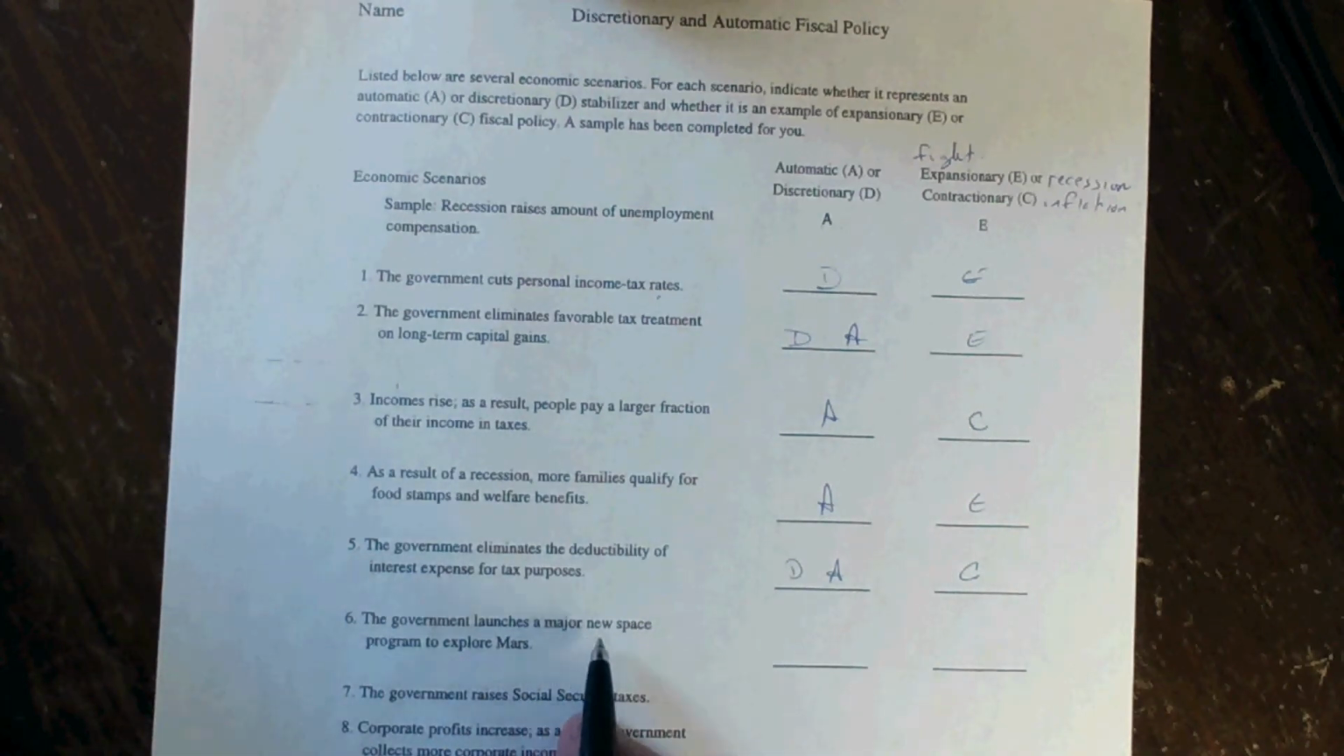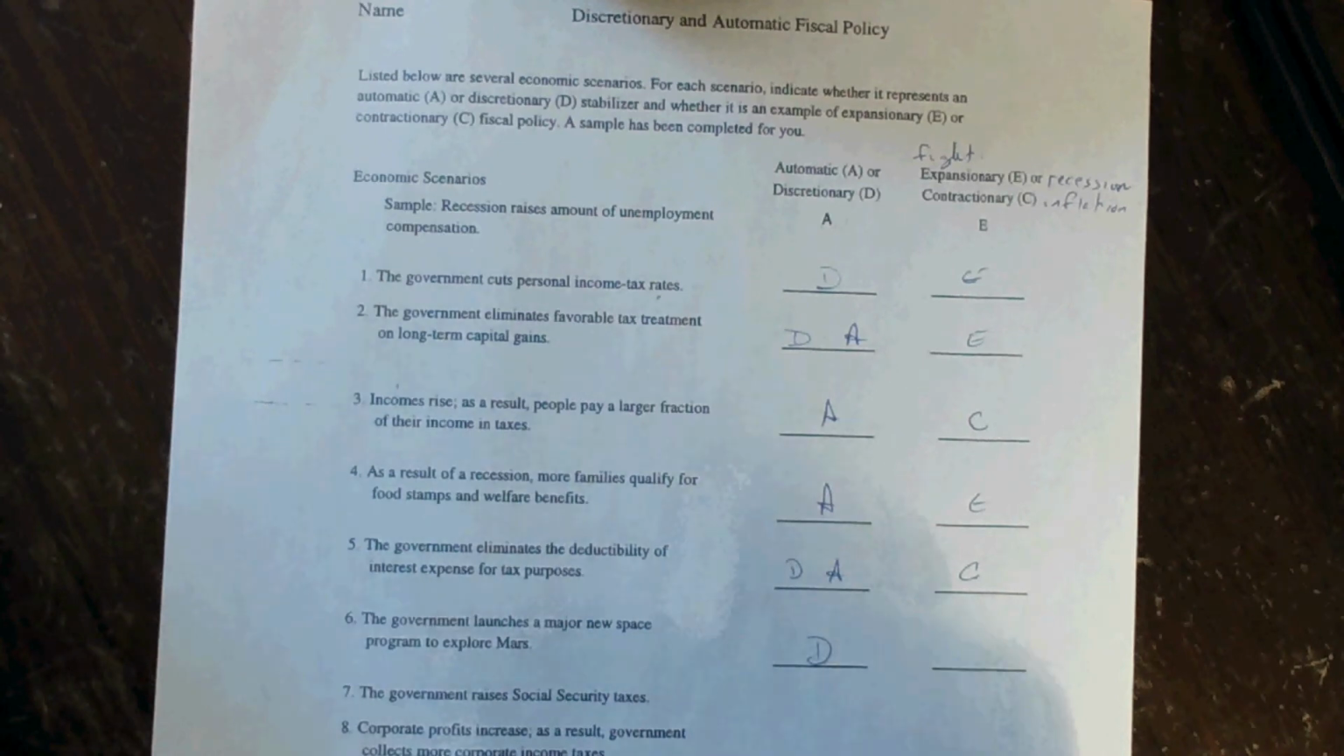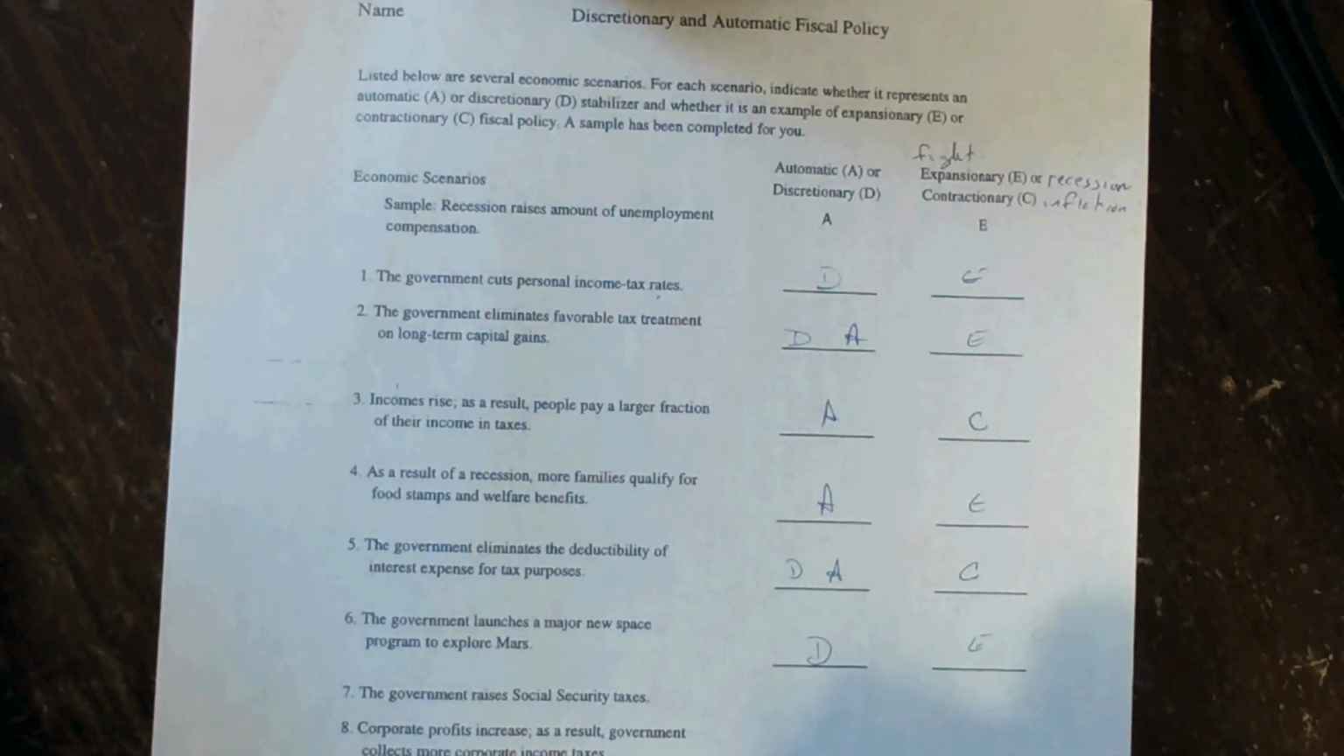The government launches a major new space program to explore Mars. That's a discretionary program. They voted specifically for that. It's not on the books. It's not permanent legislation. And it would be expansionary, as the government would hire more workers and contractors to develop the program.